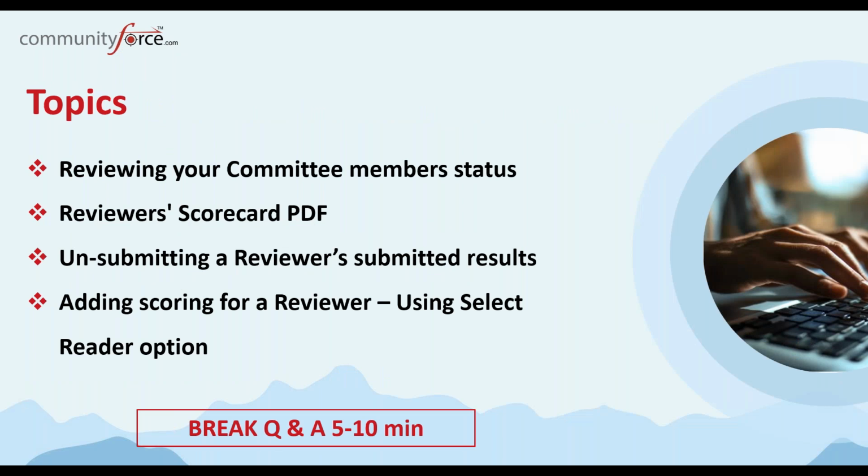And so the topics we're going to be covering, of course, is how to review your committee members as they're reviewing, and then the scorecard PDF, how to get the individual PDFs of each individual reviewer. If you're using the submittal feature, how to unsubmit a reviewer if they need to resubmit something. If you need to add scores for a reviewer, maybe for some reason they're not able to enter the scores at the moment, we're going to talk about how to do that.